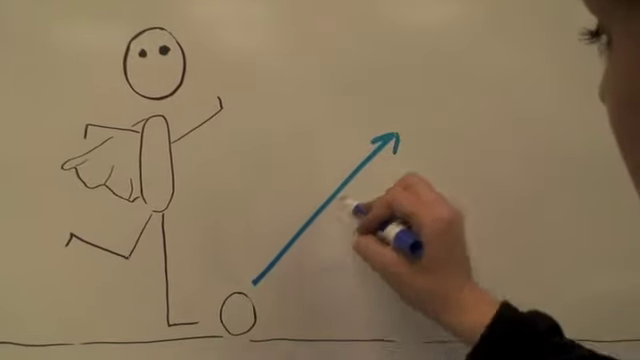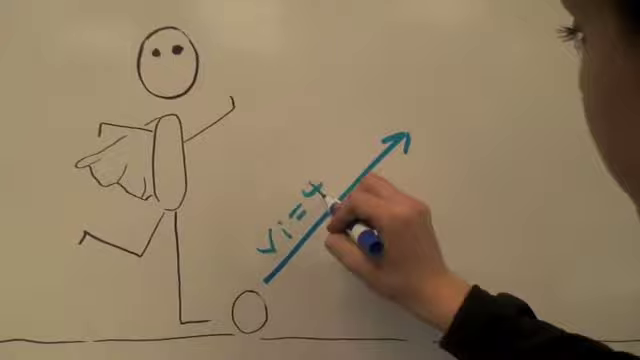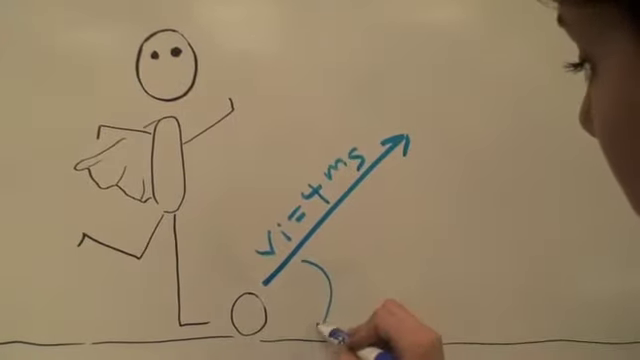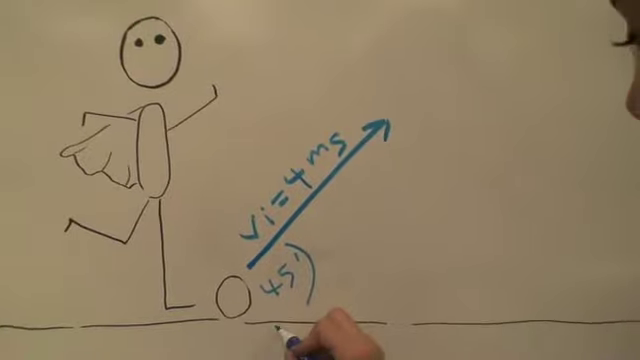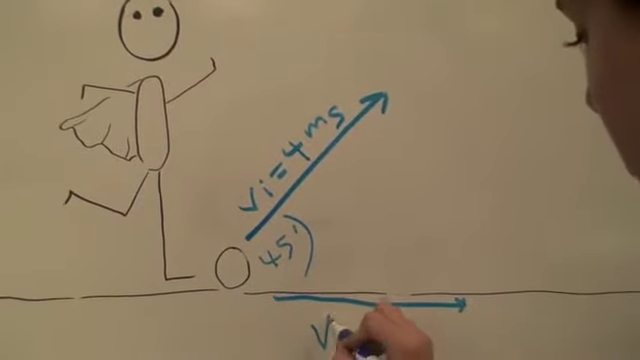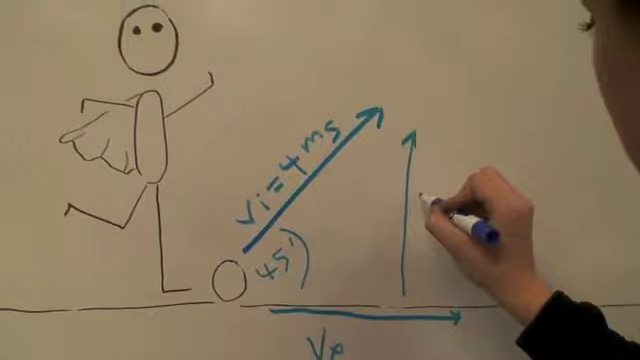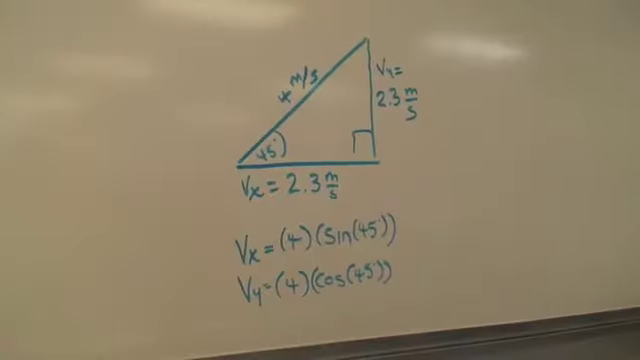You can use math to find the distance traveled, maximum height, and time the ball is in the air. Let's assume the ball is kicked in an upward direction of 45 degrees at 4 meters per second. Using trig, you can find the velocity in the x direction and the velocity in the y direction.